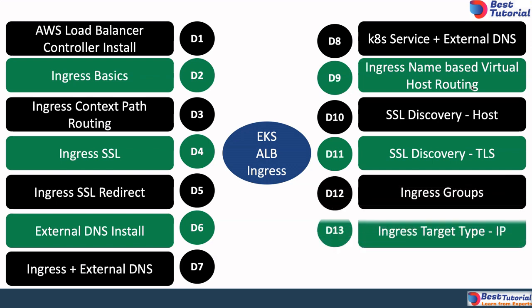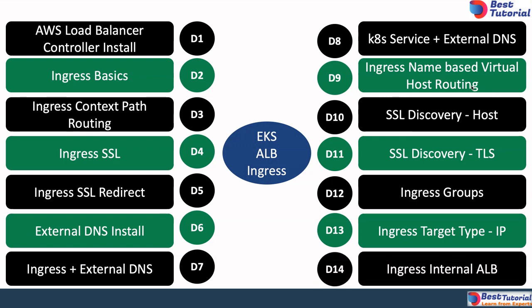And after that, we are also going to learn about Ingress target types, which is instance mode and then IP mode. So far, whatever demos we have implemented, the default is instance mode, and we implemented it with instance mode. Here, as part of demo 13, we are going to learn about IP mode and implement that with IP mode. And finally, we are also going to implement the Ingress internal ALB. And to test that, we are also going to deploy a curl pod and connect to the curl pod and test it. So let's go ahead and practically implement all these things now.